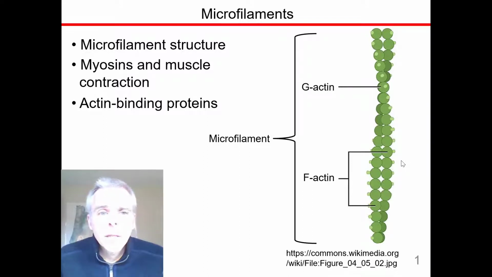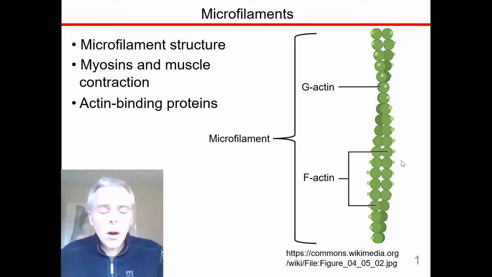In a previous video, I talked about the structure of cytoskeletal elements. I talked about microtubules in depth, but I also introduced microfilaments and intermediate filaments. In this video, I'm going to go a little bit more in depth into the structure of microfilaments or actin filaments, and I'll also talk about the proteins that are associated with actin filaments, particularly myosins, which are motor proteins that walk along actin filaments.